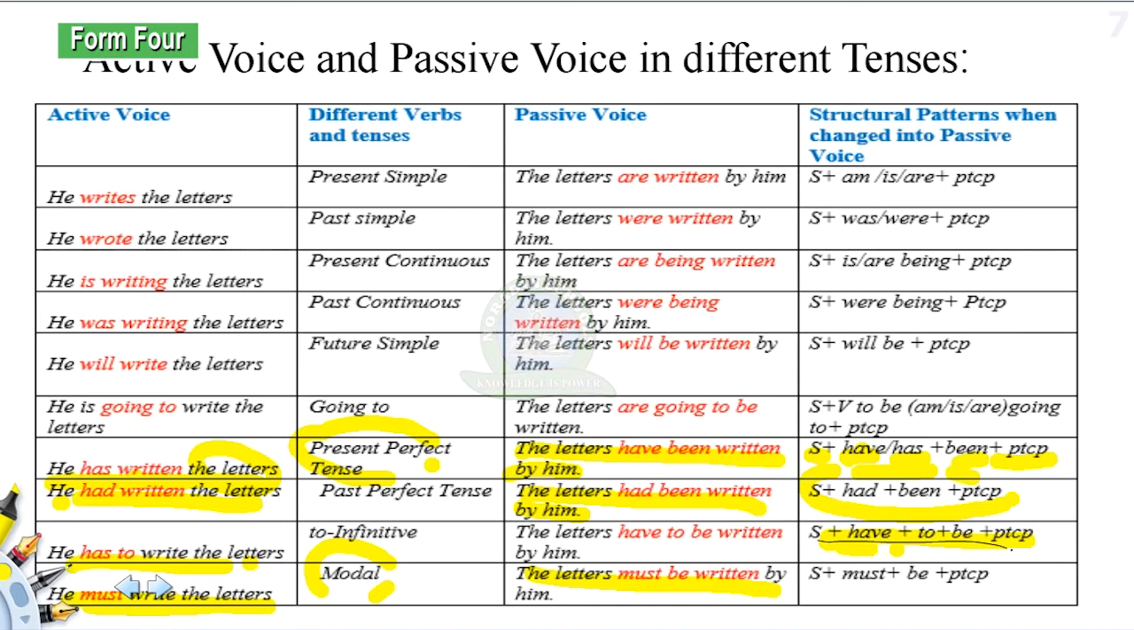When you start with the original object in the sentence, because the object of the active voice becomes the subject of the passive voice, do not change the modal must, but use must be. There is no change, but be and past participle. So look at the example: he must write the letters. The letters must be written by him. So let us continue.